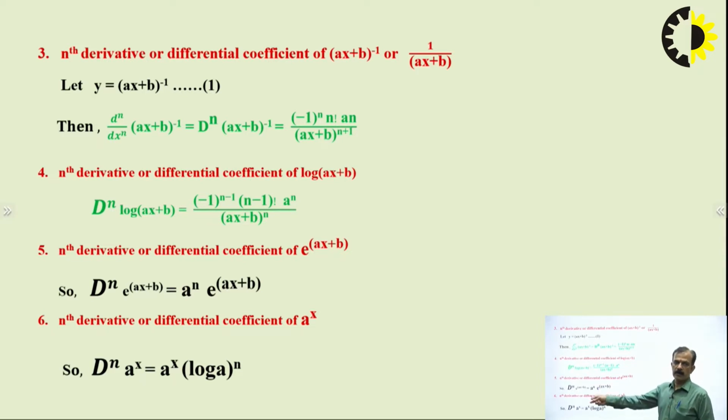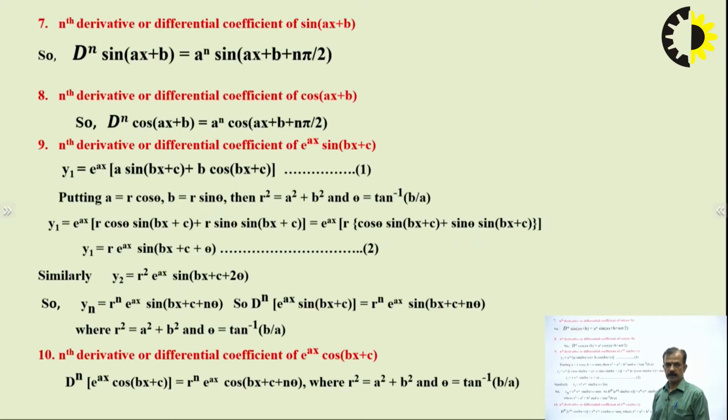Similarly, we can find the nth derivative of e raised to the power ax plus b, that is the exponential function. It is denoted by dⁿ of e^(ax+b) equal to a^n into e^(ax+b). The next formula is for the nth derivative of a raised to the power x. The value of dⁿ of a^x is a^x into (log a) whole raised to the power n. This is the value of the nth derivative of a^x.